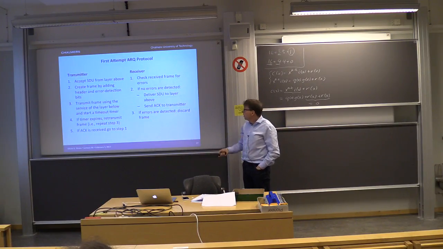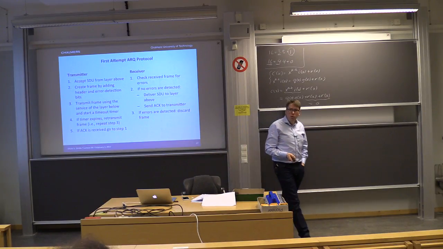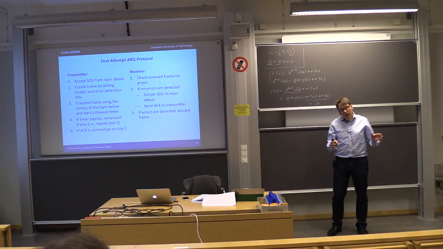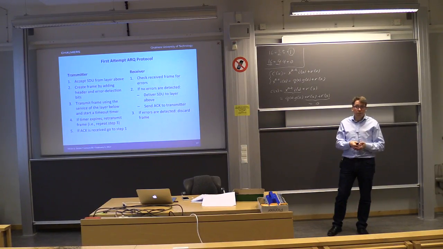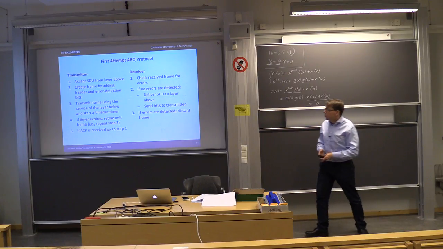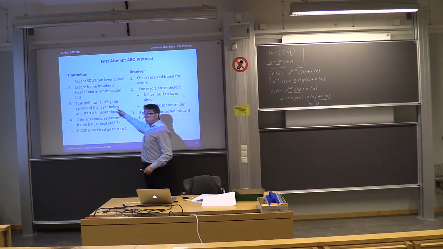If errors are detected, what do we do? I don't know what to do, right? Because if I receive a packet that's in error, how can I trust it? I cannot trust the header. It might not even be for me. I cannot trust the destination address. I don't know the source address. So the safest thing to do is just to throw it away. And I can do that because I know that at the transmitter there is a timer. So eventually, if the transmitter doesn't hear from me, it will send the packet again. So that's the safest thing to do.